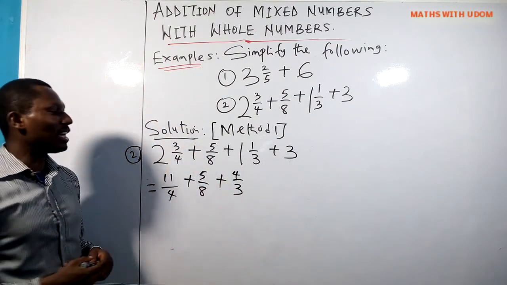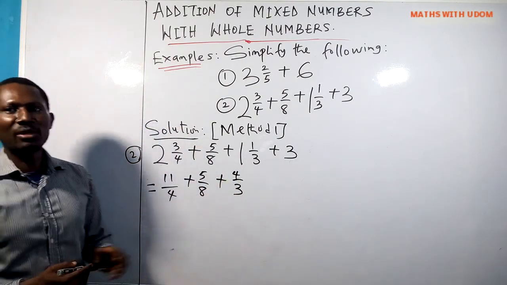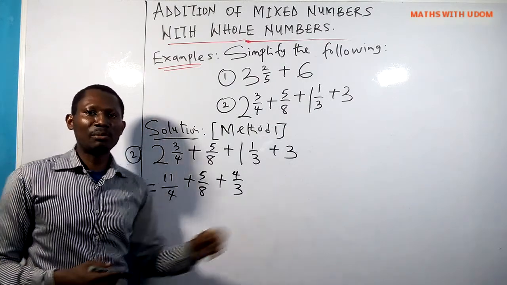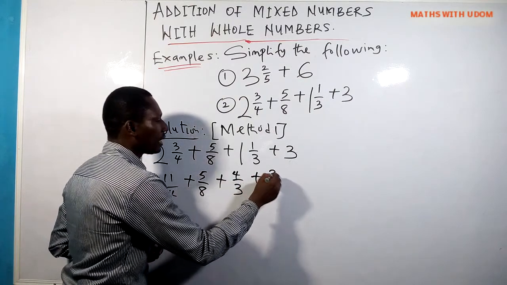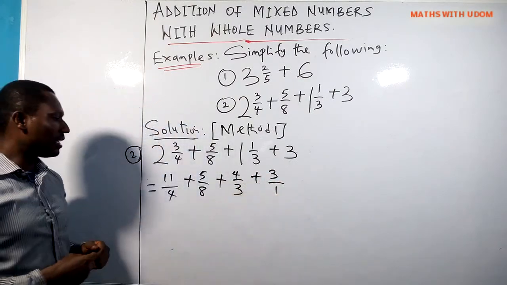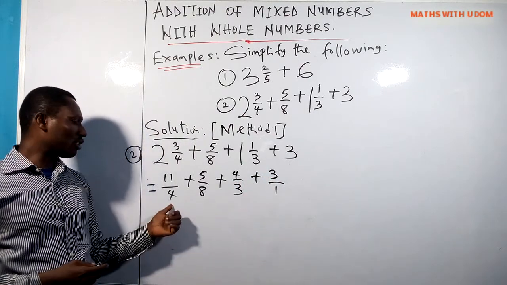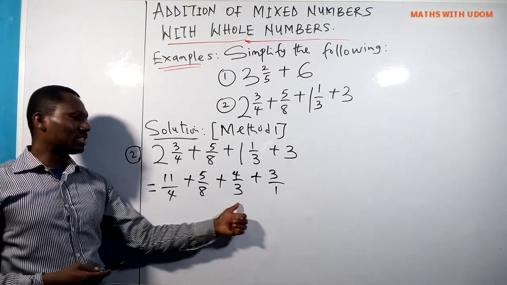Now, I told you earlier on that every whole number has 1 as its denominator. So what do we write? Plus 3 divided by 1. The next thing is for us to find the LCM of all the denominators. What are the denominators? 4, 8, 3, and 1.